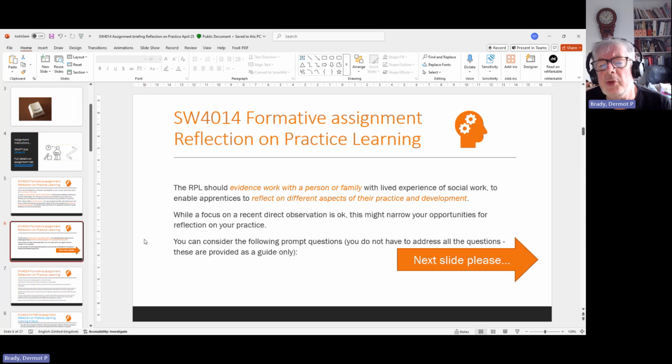Well, there has to be some evidence of work with a person or a family with lived experience of social work. So you can think about or reflect on different aspects of your practice and in particular your development. What has changed over the past year or so? It's okay to write about the direct observation if you have been observed in your practice, or maybe the assessed interview and so on. That might narrow opportunities for reflection on your practice. So I'm sure there's probably going to have been a couple of standout moments in the last year or so. Maybe you did something a little bit different for a change.